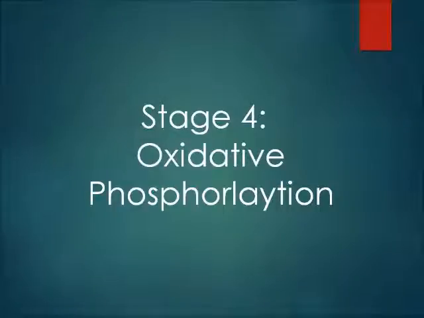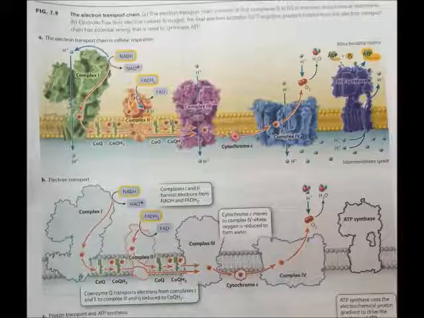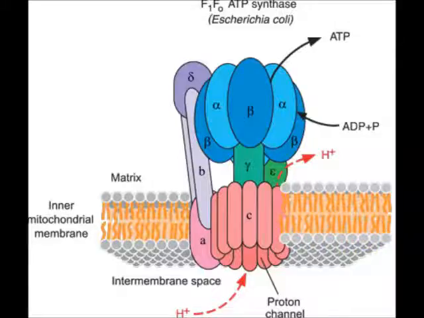In this stage, electron carriers generated in steps 1 to 3 donate high-energy electrons to an electron transport chain. An electron transport chain is a system that transfers electrons along the membrane filled with proteins to a final electron acceptor, releasing the energy to form ATP. The electrons donated by NADH enter through complex 1 and electrons donated by FADH enter through complex 2. They enter through complex 1 or 2 to complex 3 and then move to 4.